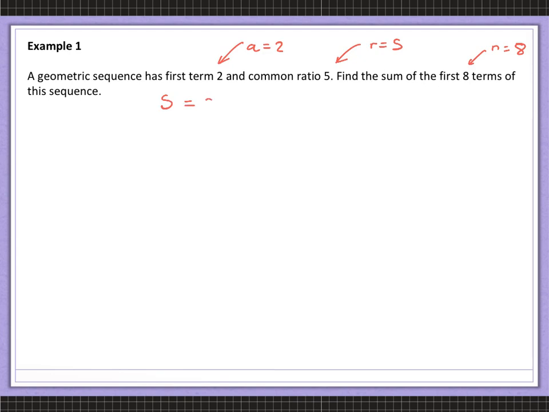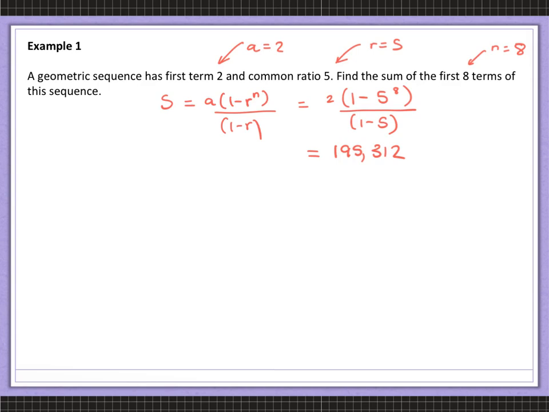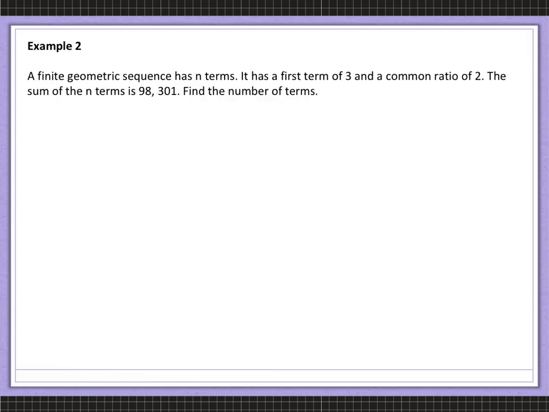So s is equal to a, 1 minus r to the n over 1 minus r. Let's substitute in our values. 2, 1 minus 5 to the power of 8 over 1 minus 5. Substitute that into your calculator, and you get an answer of 195,312. Let's look at a second example.